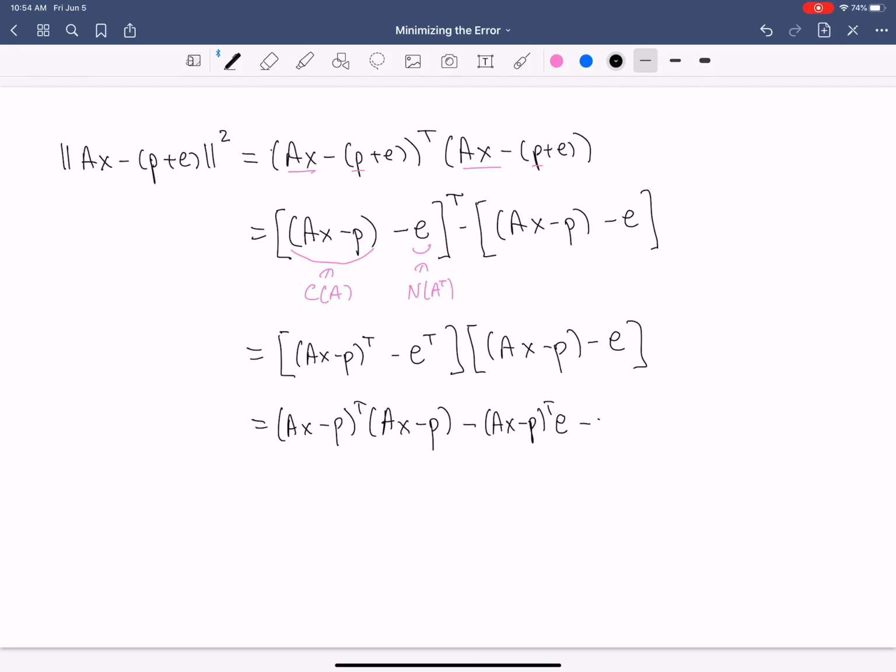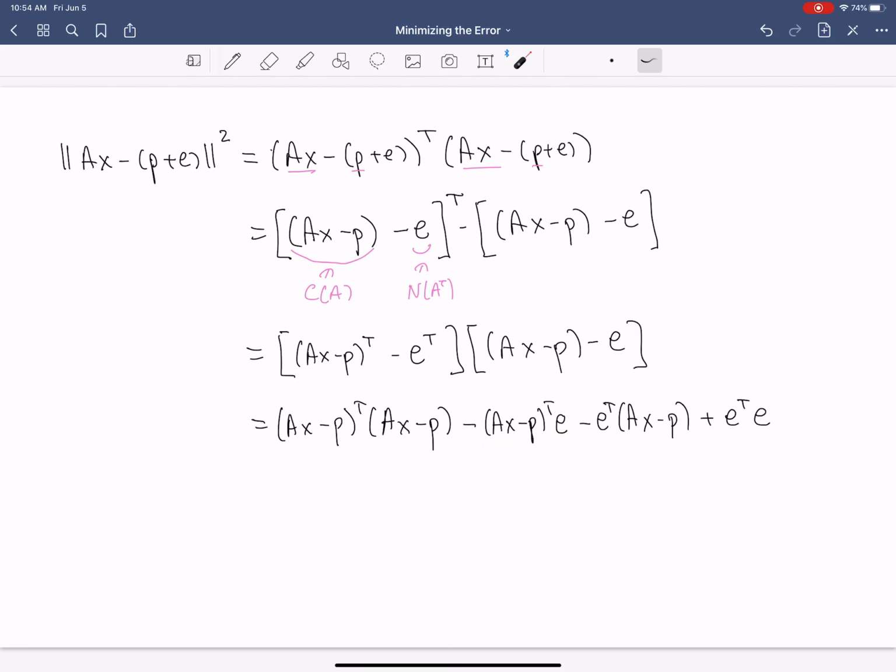Then another minus E transpose (AX minus P). Those are actually the same components, the same quantities. And then we have plus E transpose E. Now, these two things are the same because you have a dot product. So in the dot product, it is possible to switch places. So these are the same thing.